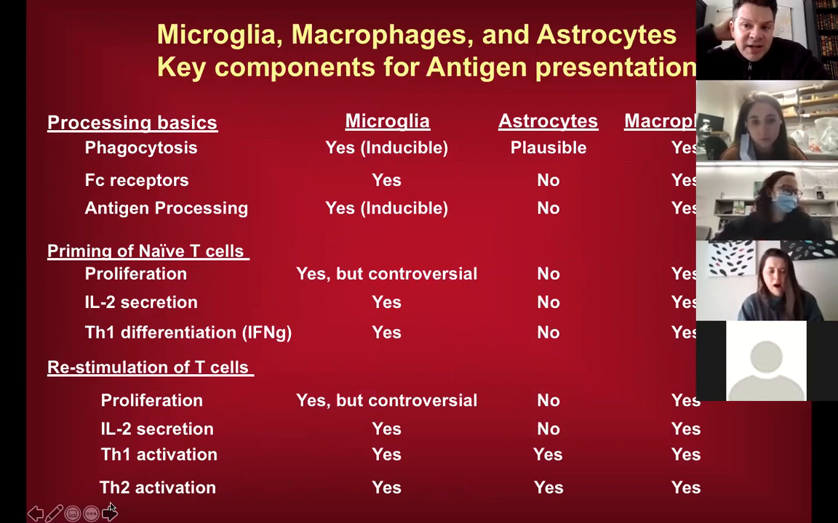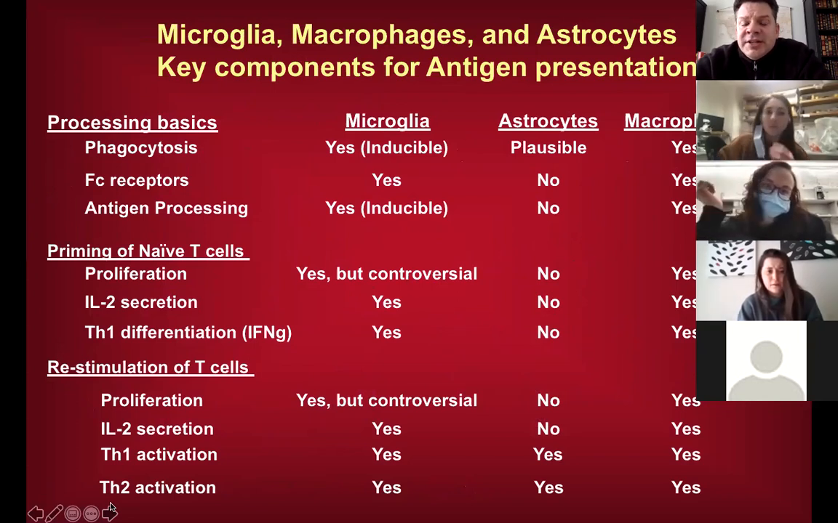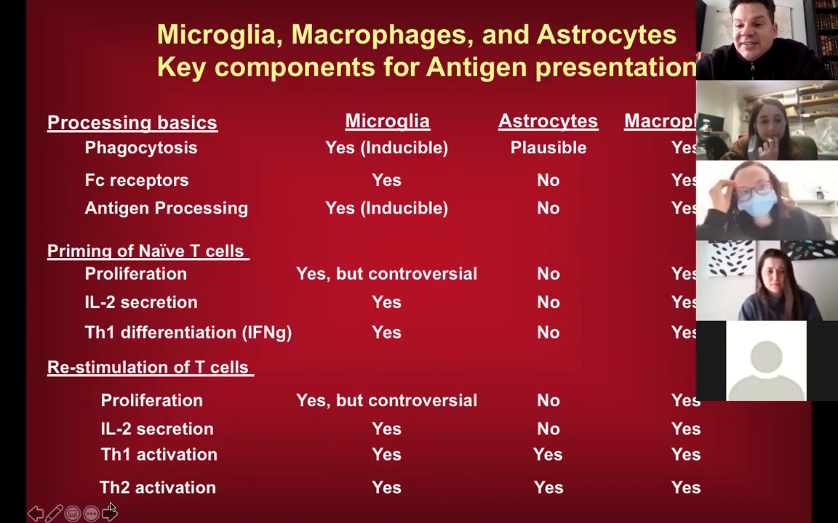And so this is looking again at a chart of macrophages versus astrocytes versus microglia in the ability to present functional antigen on MHC class 2. Okay, so first of all, you have to be able to process the antigen. All right, you have to be able to get it into your cell. And again, let's look at the macrophages here.